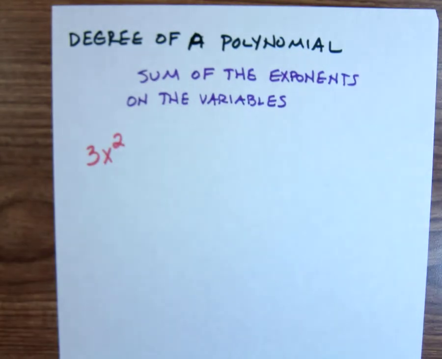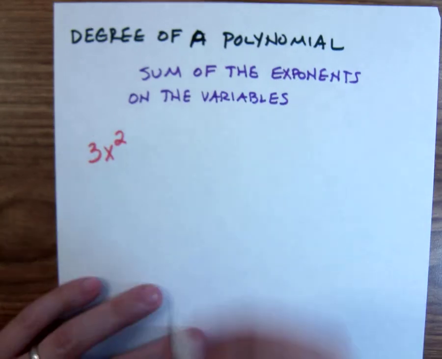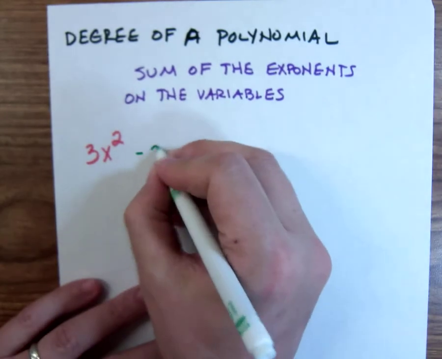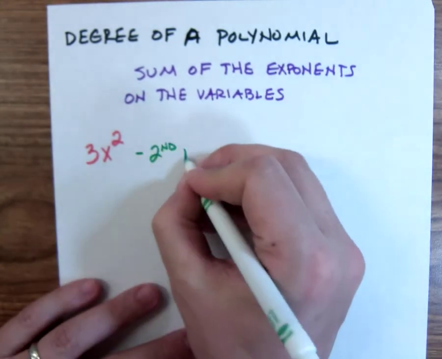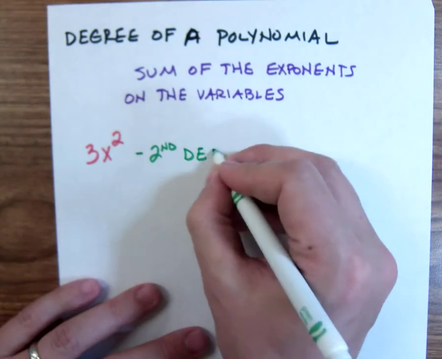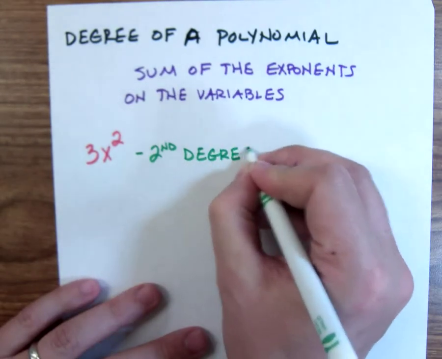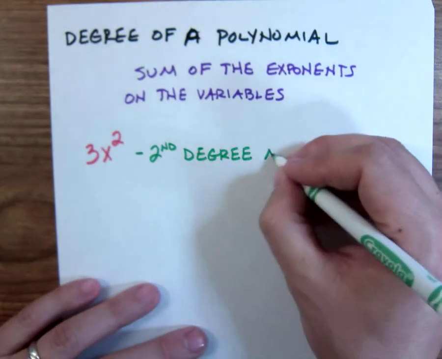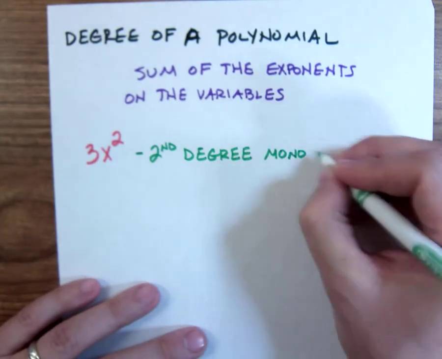This one only has one variable. What's the variable? X, and the exponent on that variable is a 2. So we would say that this is a second degree polynomial, but we can be even more specific than that. What kind of polynomial is it? How many terms did it have? 1, so a second degree monomial.